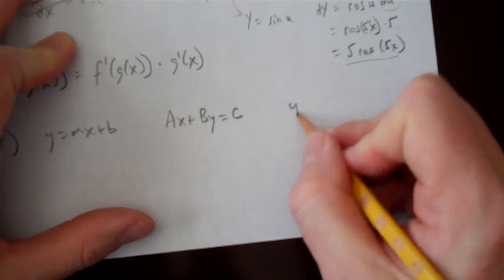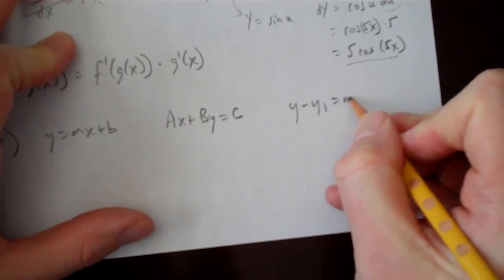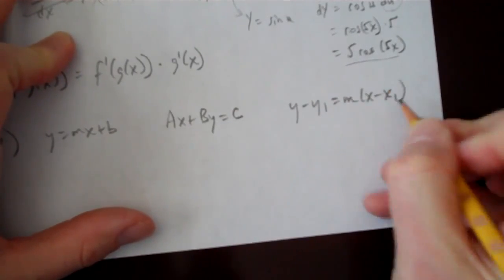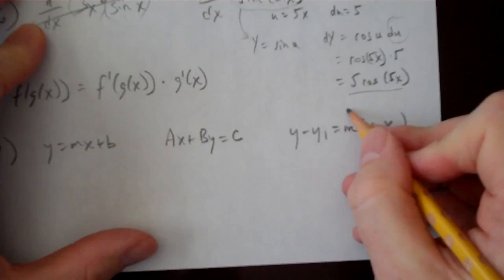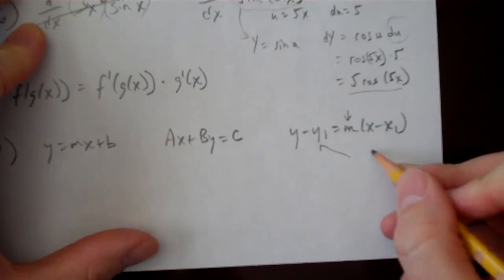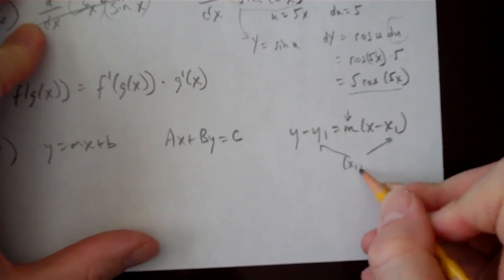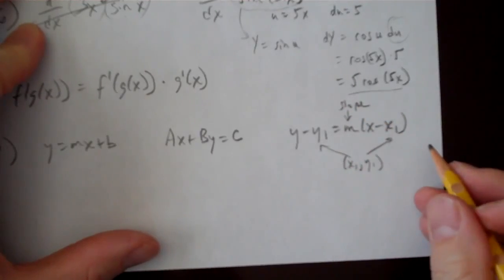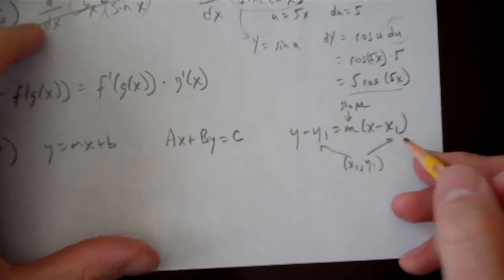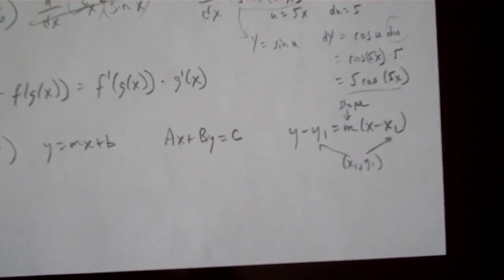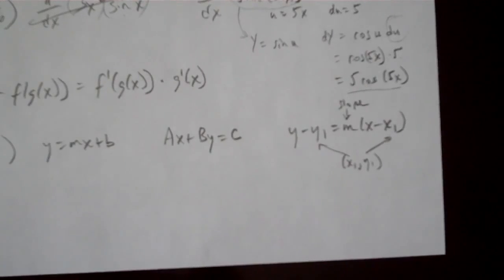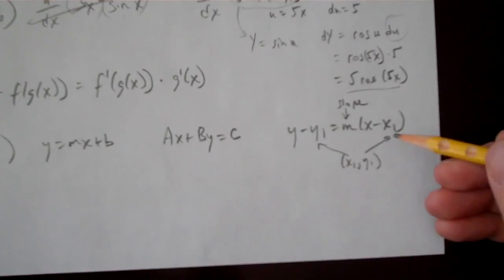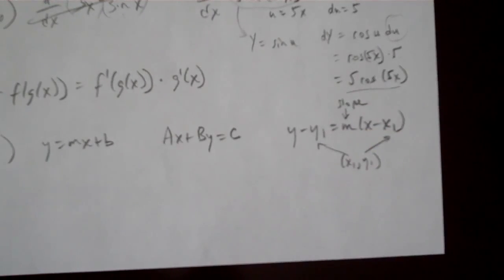But point-slope form, y minus y1 equals m times x minus x1. This is the slope, and this is the coordinates of the point that you find. So slope is up here, and then you plug in the ordered pair there. So if you see a question where they say, find the equation of the tangent line that has this point, and maybe they only give you the x value, you have to go to the original equation to find the y value.